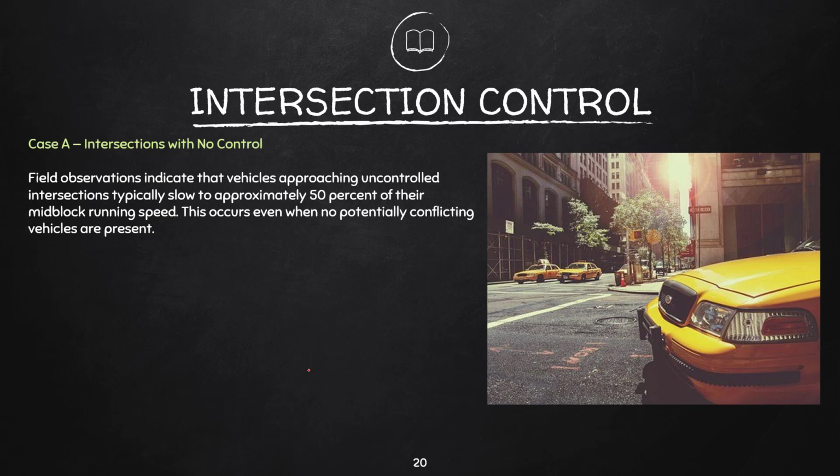So if the driver is originally running at a speed of 30 kph prior to approaching the intersection with no control, the natural behavior will be to reduce it to about 15 kph. This initial slowing typically occurs at deceleration rates up to 1.5 meters per second squared.